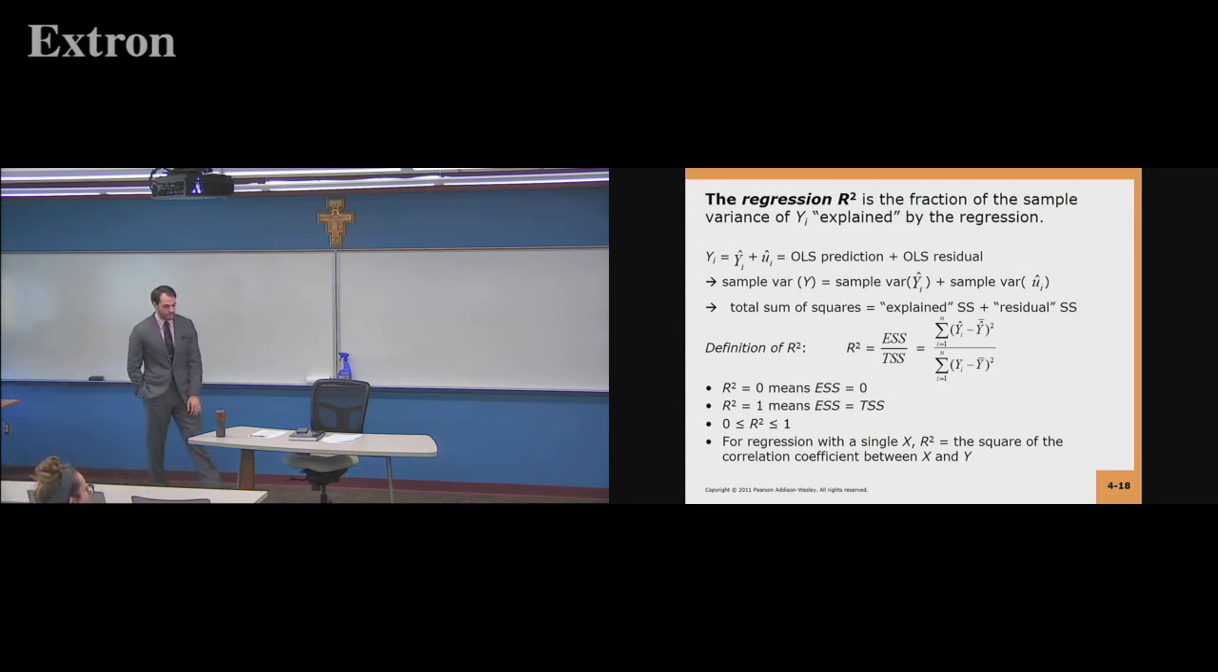Since you're not going to be calculating R-squared by hand, you don't need to memorize that formula for R-squared. But I wasn't going to delete it off the slide. So basically, what you want to remember is your R-squared is going to be between 0 and 1. The closer to 1 you get, the better.